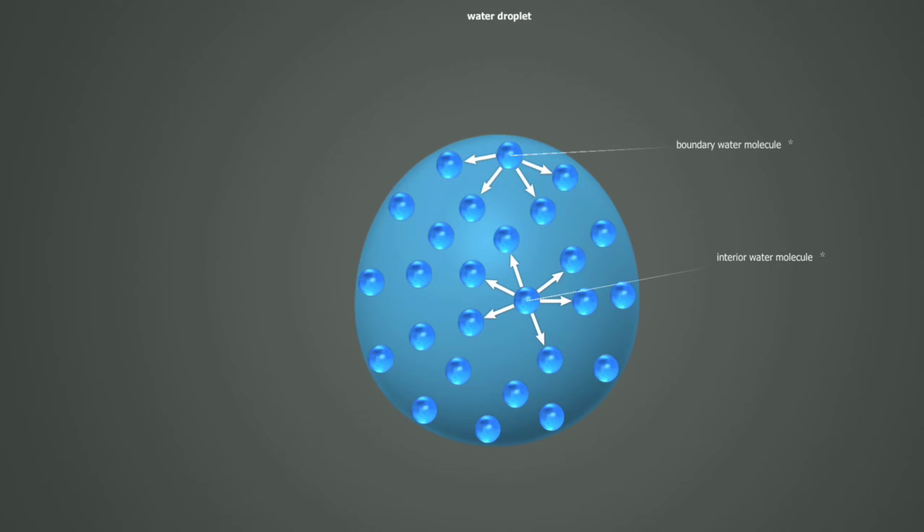liquid. Consequently, in accordance with the principle of minimum energy, the boundary molecules are pulled constantly towards the inside of the liquid. As a result, it attempts to obtain the smallest surface area possible. This is why a free-falling water droplet takes the shape of a sphere.